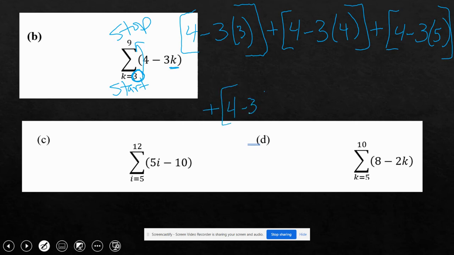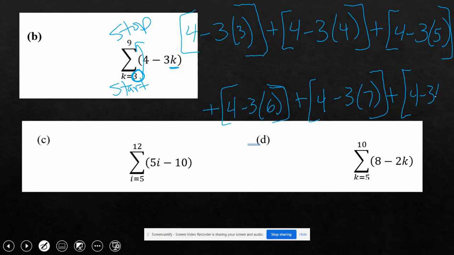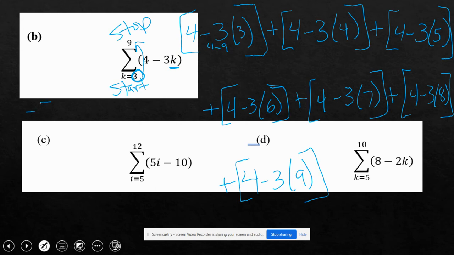Plus 4 minus 3 times 6. Plus 4 minus 3 times 7. Plus 4 minus 3 times 8. Plus 4 minus 3 times 9. So I'm going to do all of this math. See, that's 4 minus 9, which is negative 5. 4 minus 12 is negative 8. 4 minus 15 is negative 11.